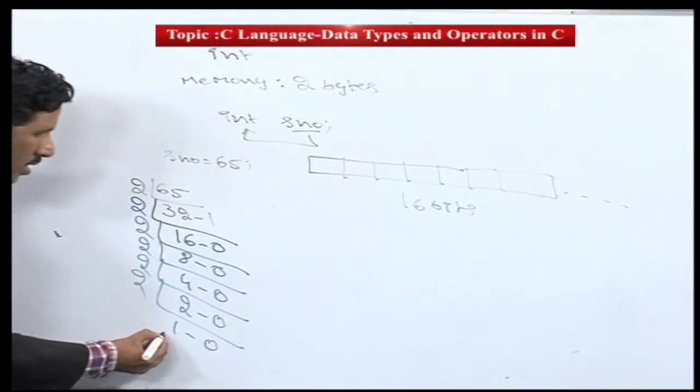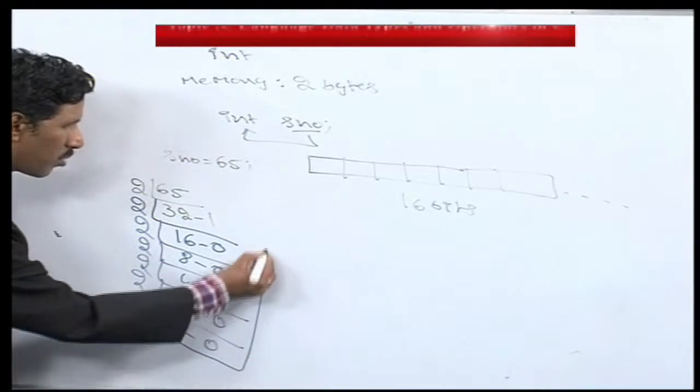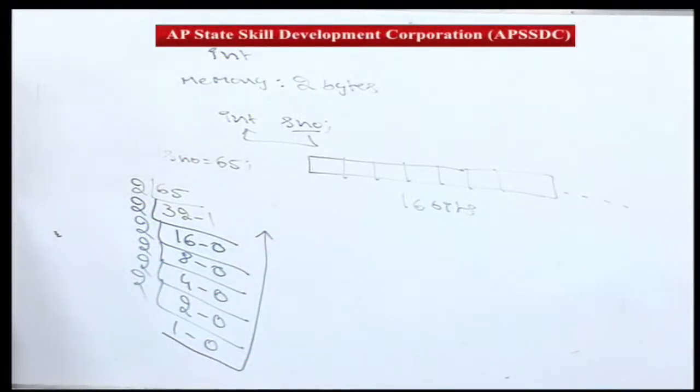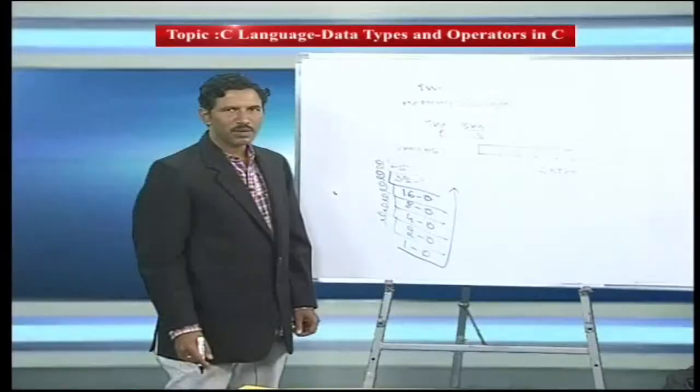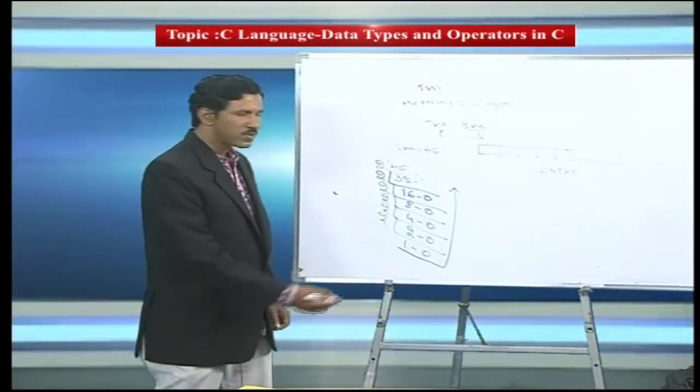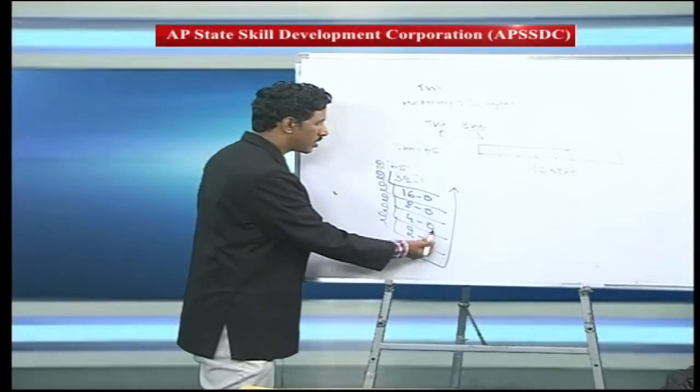You see that these digits are taken from bottom to top. You have to write them bottom to top. Whenever I take the number 65, it is converted to binary. You see the binary number: 1, how many zeros? 5 zeros, then 1.